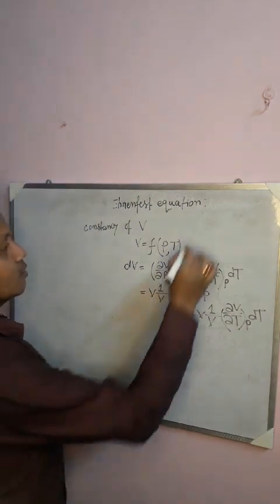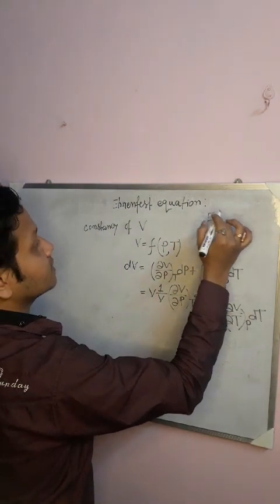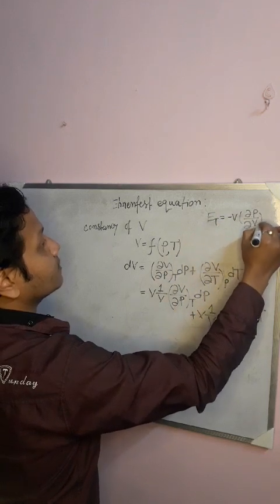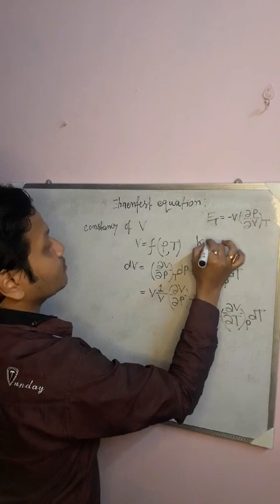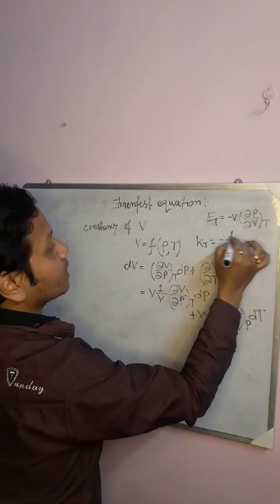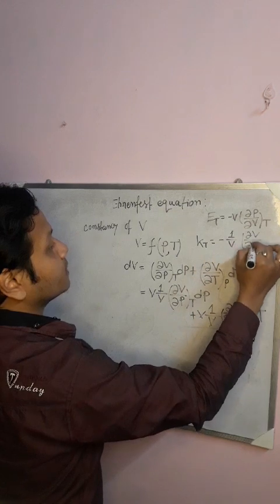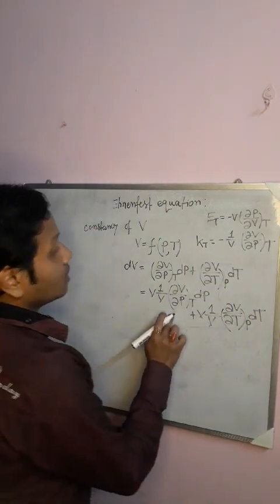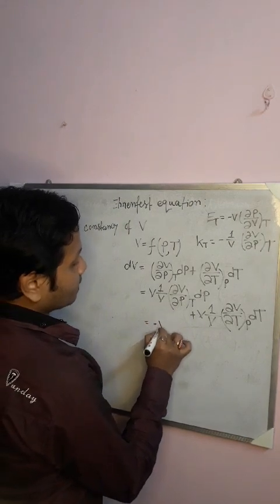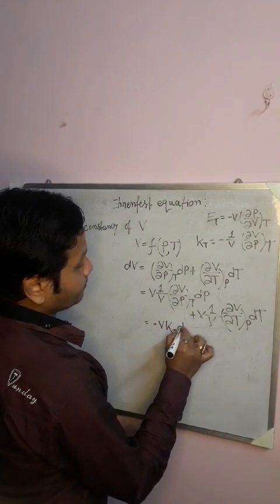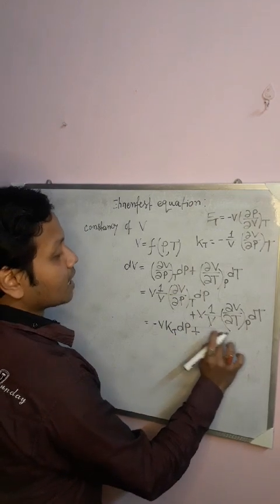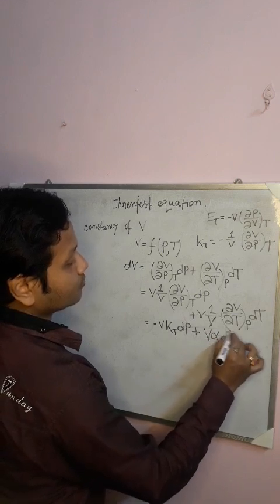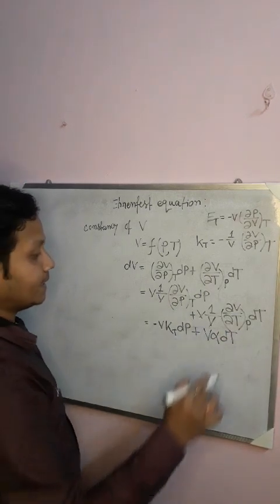Now what is this? We know isothermal elasticity can be written as minus V (del P del V) at constant temperature. So its reciprocal will be compressibility, that means minus 1 by V (del V del P) at constant T. This term is known as the compressibility factor, provided by the minus sign, that means minus V Kt dP. And this term is alpha, the volume expansion coefficient, that is V alpha dT. So dV can be written in this way.